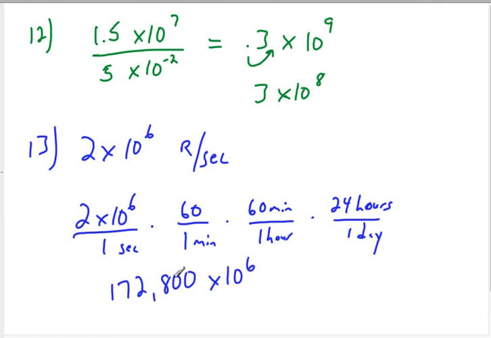Now we have to change that to scientific notation. So we're going to have to move that decimal back 1, 2, 3, 4, 5 spots. So it's going to be 1.728 times 10 to the 11th is the answer to part A.